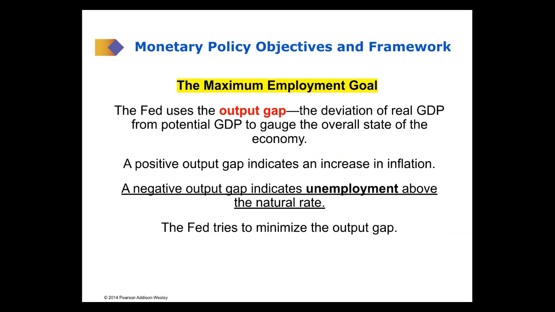So when the Fed is trying to maximize employment, they estimate and look at the output gap. How far is real GDP from potential GDP, as a way of trying to understand the health of the overall economy? So if the output gap is negative, then unemployment is going to be more than full employment, and the Fed will try to intervene to minimize the output gap, to generate economic activity as a way of also generating employment and reducing unemployment.